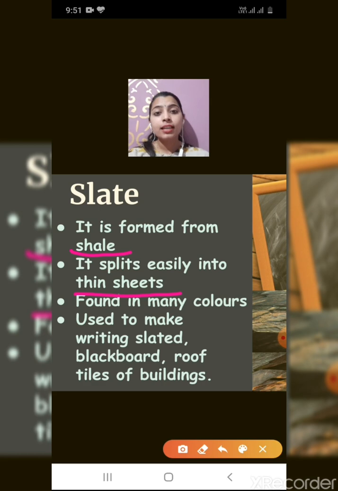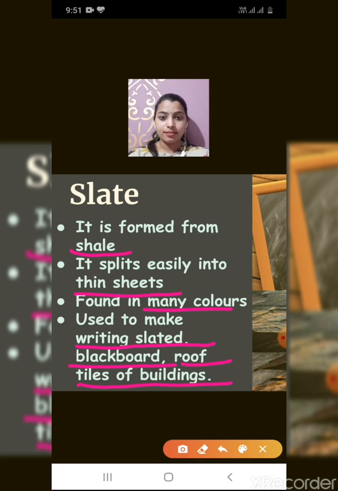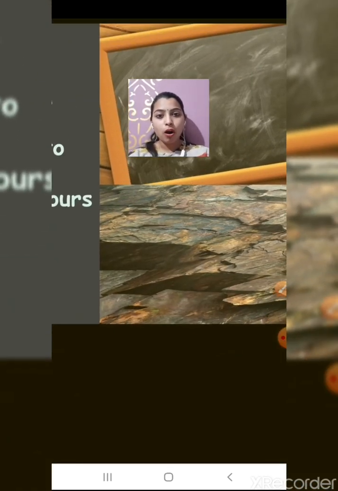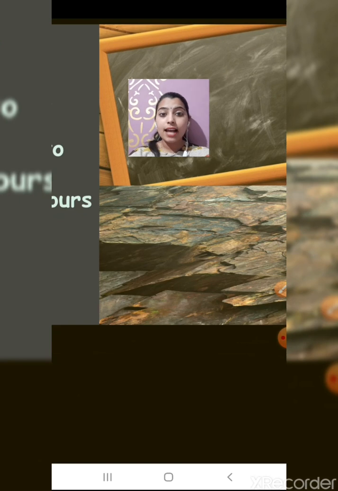We can easily make it into a thin sheet. You have seen that slate is very thin. It is found in many colors. It can be of many colors. Used to make writing slate. We use slate for writing, for blackboards, roofs, and tiles of buildings. Understood? Now next, see, this is the picture of slate. This is the picture of a rock that is called slate, and it is made from shale.